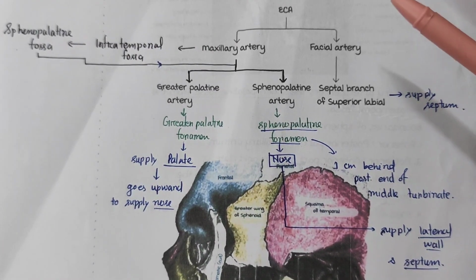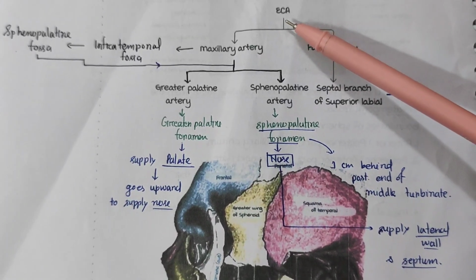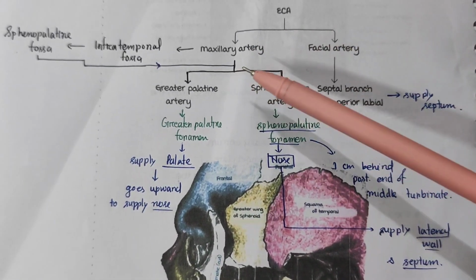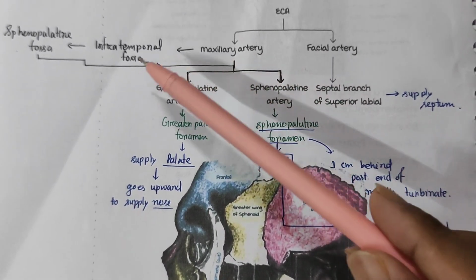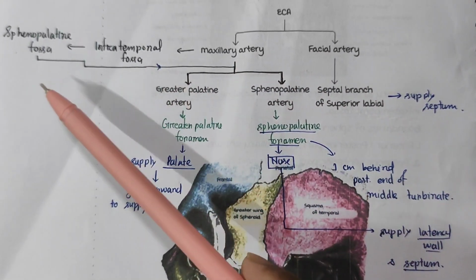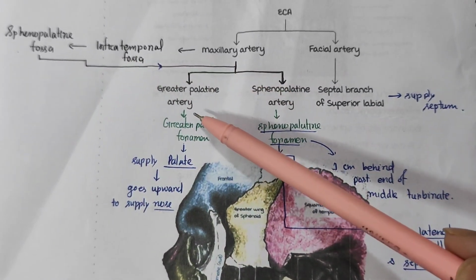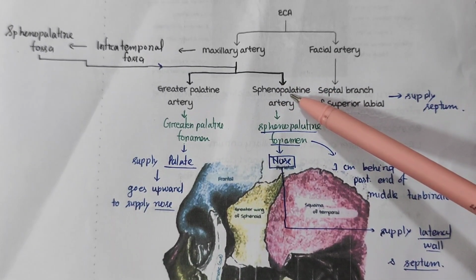Now we see briefly about the course of the external carotid artery. The external carotid artery gives the maxillary artery and facial artery. First we see the maxillary artery. The maxillary artery goes to the infratemporal fossa, then it goes to the sphenopalatine fossa and gives two branches, which are the greater palatine artery and sphenopalatine artery.